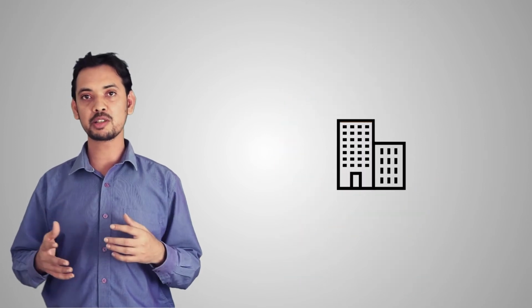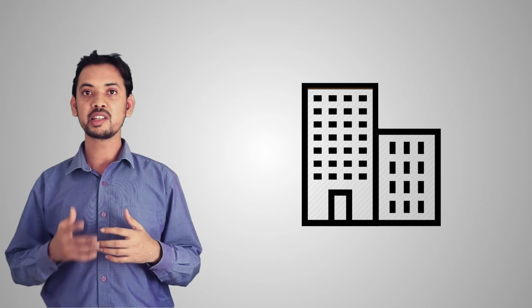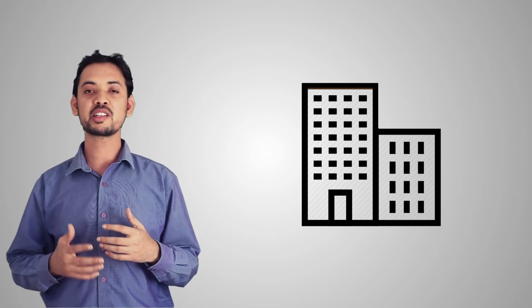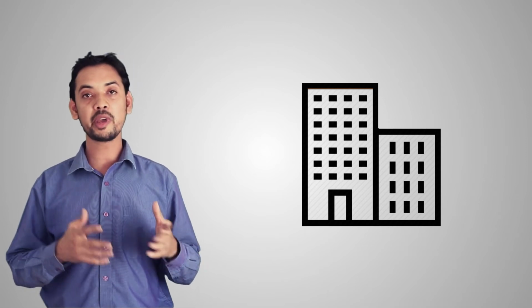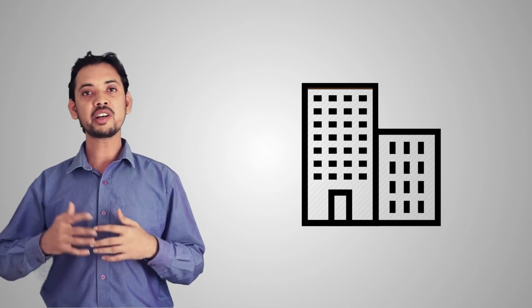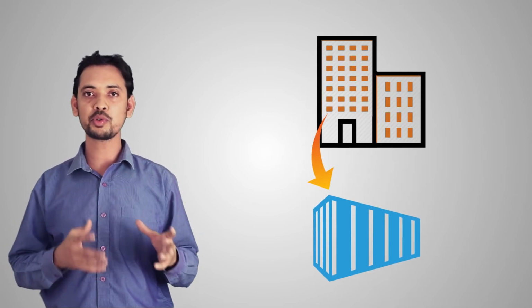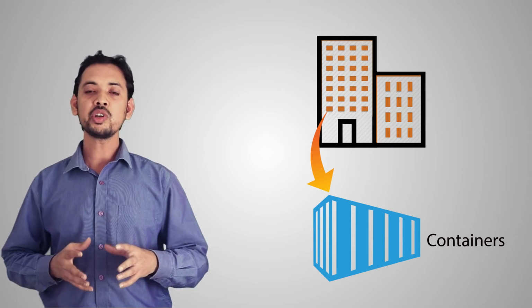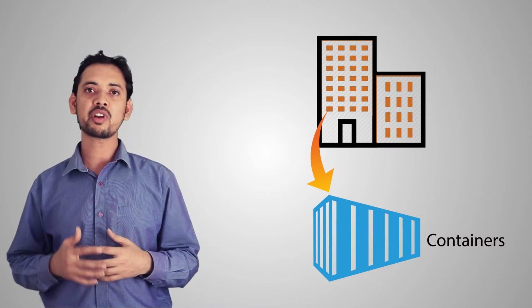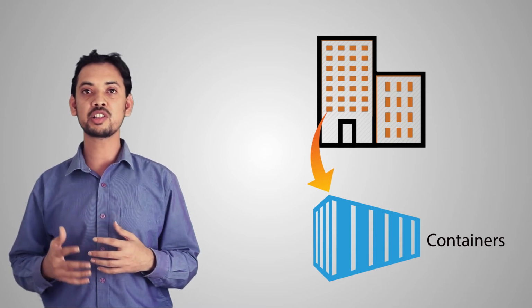However, think about apartments. All the families which live in apartments, they share the same building, they share maybe the same lift, they share the same parking space, main gate, etc. So containers are more like apartments. They share system resources such as computing, storage space, networking, etc. So in this way, containers are more efficient in terms of resource usage because they share the resources with each other.